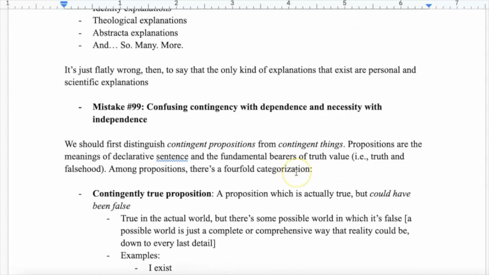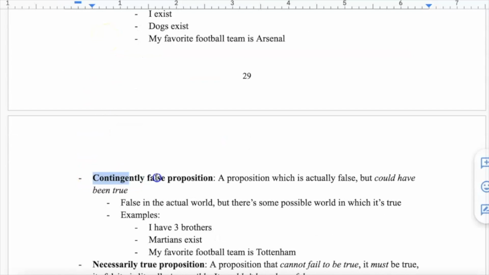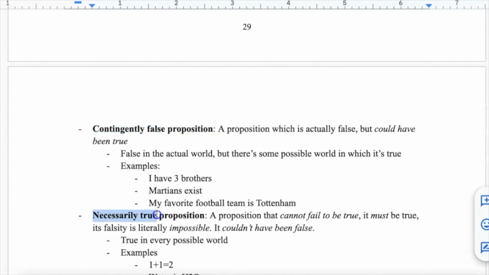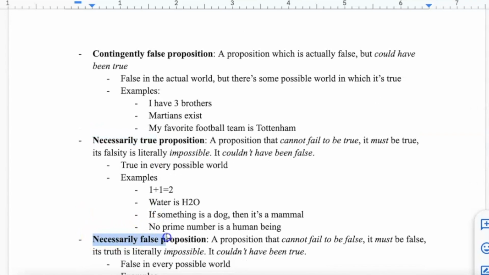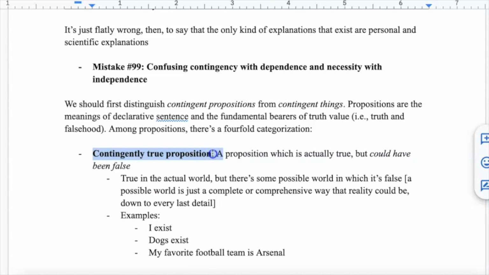But anyway, among propositions, there's a fourfold categorization. There are contingently true propositions. There are contingently false propositions. There are necessarily true propositions. And there are necessarily false propositions. Now, a contingently true proposition is a proposition which is actually true, but it could have been false. So it's true in the actual world, but there's some possible world in which it's false. A possible world, by the way, is just a complete or comprehensive way that reality could be, down to every last detail.